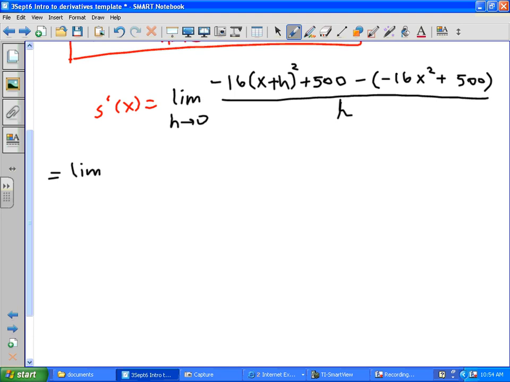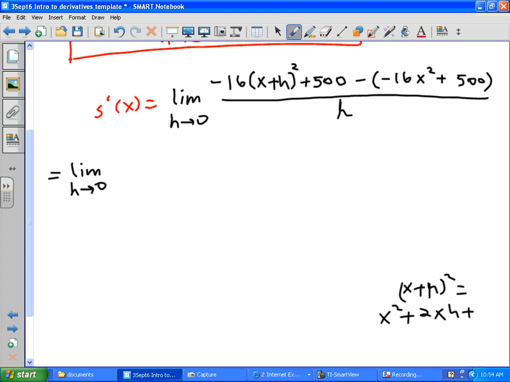Just notice that every step of the way I'm carrying over my limit as h goes to 0 symbol. That's important because the moment I leave that out, I'm talking about averages, but I want instantaneous. So keep that in there. Now, let's do the work over here. What is x plus h quantity squared? That's x squared plus 2xh plus h squared.